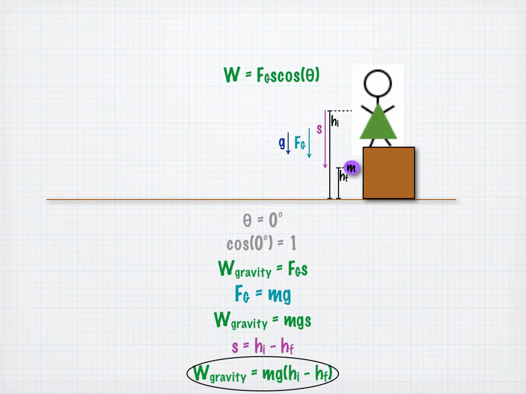This equation is valid no matter the path between the initial and final heights. This is because it depends on the displacement of the object and not the distance traveled. Also note that the final height doesn't have to be on the surface of the Earth.